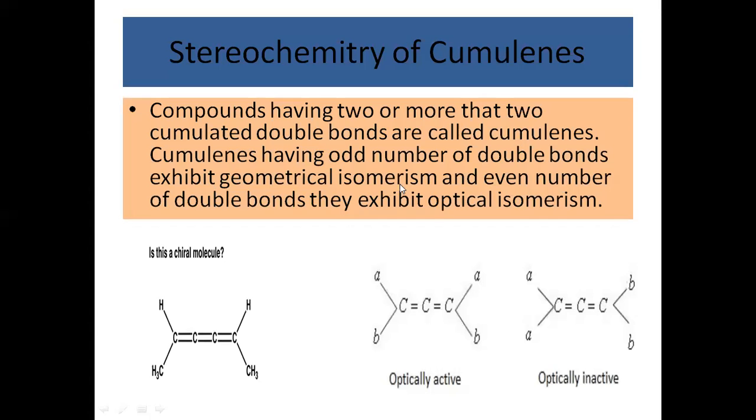See, the cumulenes having an odd number of double bonds, odd numbers meaning if the cumulene contains 1, 3, 5 double bonds. Now see this example. In this, there is an even number of double bonds, so they show optical isomerism. And if the cumulenes contain an odd number of double bonds, they will show geometrical isomerism.